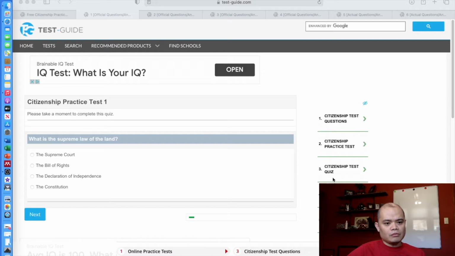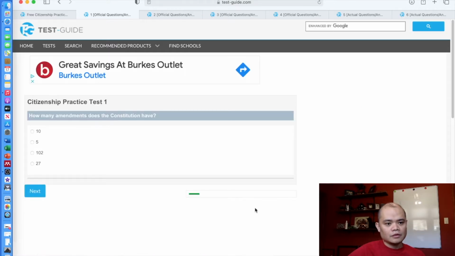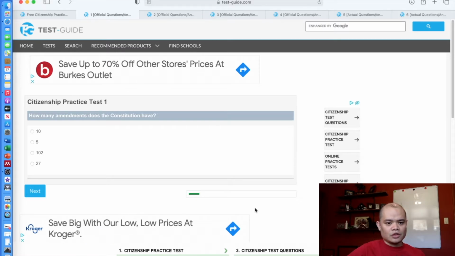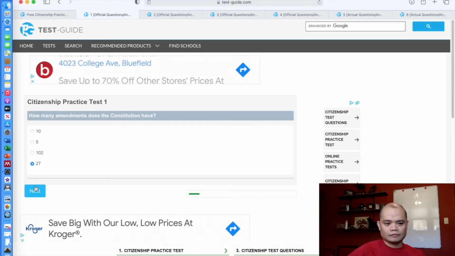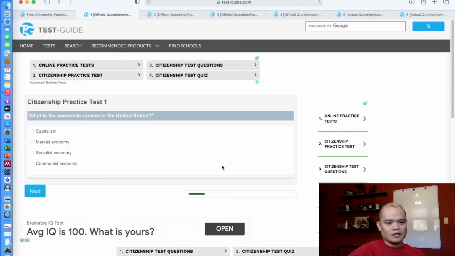What is the supreme law of the land? That would be the Constitution. How many amendments does the Constitution have? 27. What is the economic system in the United States? Capitalism.